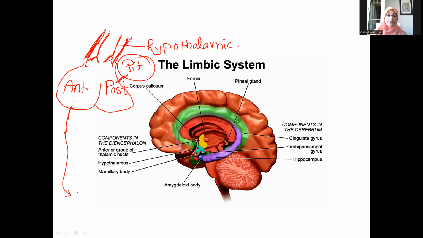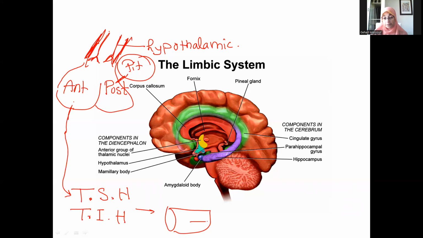For example, the thyroid gland: it secretes thyroid stimulating hormone, TSH, and thyroid inhibitory hormone. It's either this or that, it might increase this or that. They circulate into blood to reach the thyroid gland, and therefore they can either increase the secretion of the hormones of the thyroid gland, T3 and T4, or diminish the secretion of T3 and T4. This is one example. So what does the hypothalamus do?